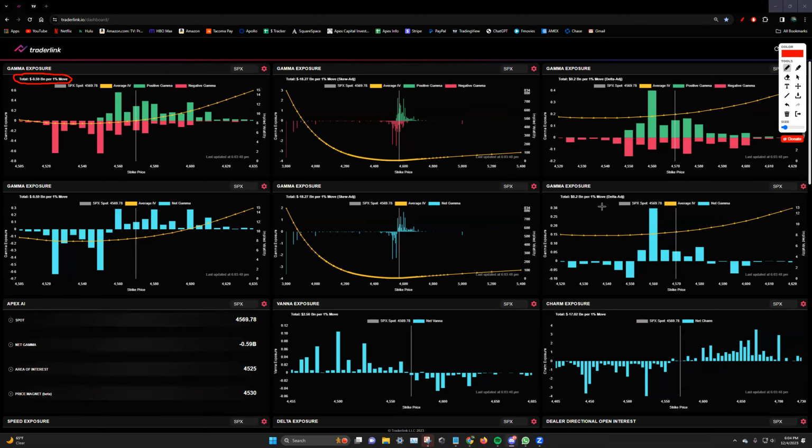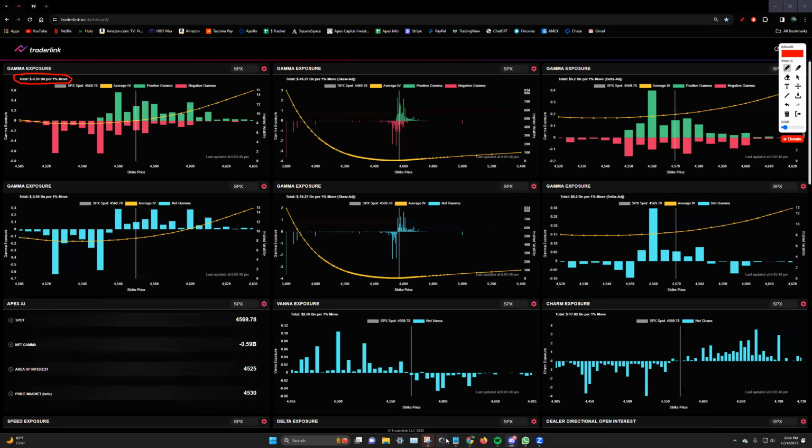So going for plus or minus 3 billion, positive means volatility is dampened and more liquidity is created. Negative means higher volatility, lower liquidity, and bigger price swings.